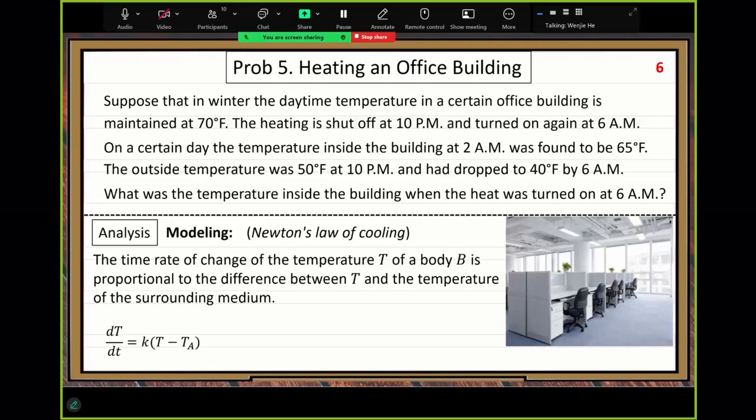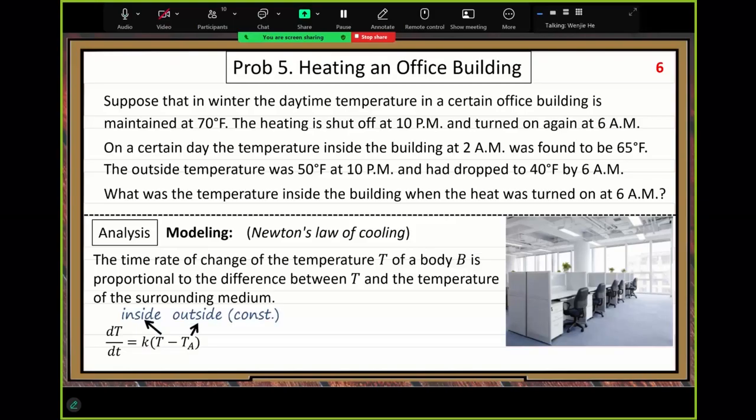For different questions, first you need to distinguish which object is the body and which object is the surrounding environment. You need to separate them. So here it's easy: the body is the office, the surrounding is the outside. Inside, outside.